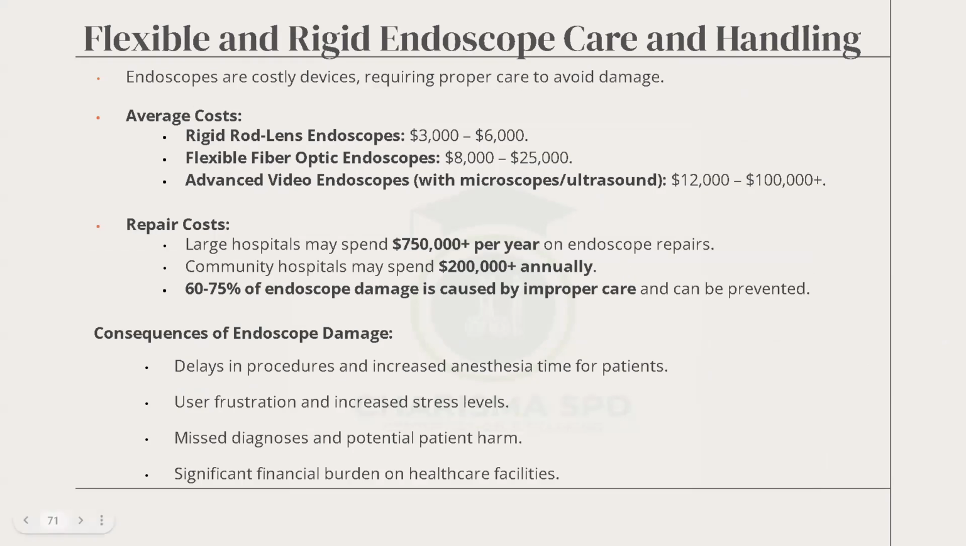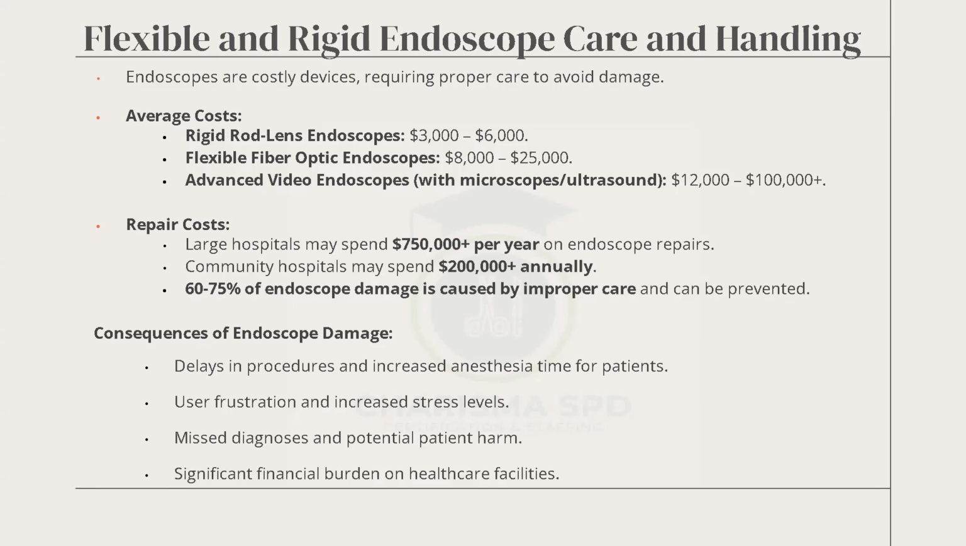All right. So we are now looking at the cost, why we must spend time to take care of it. Average cost is not the real cost. Rigid rod lens endoscope, 3,000 to 6,000, the one they use for sinus and arthroscopy cases. Flexible fiber optic endoscope, 8,000 to 25,000. Advanced video scope with microscopes and ultrasound, 12,000 to 100,000 plus.